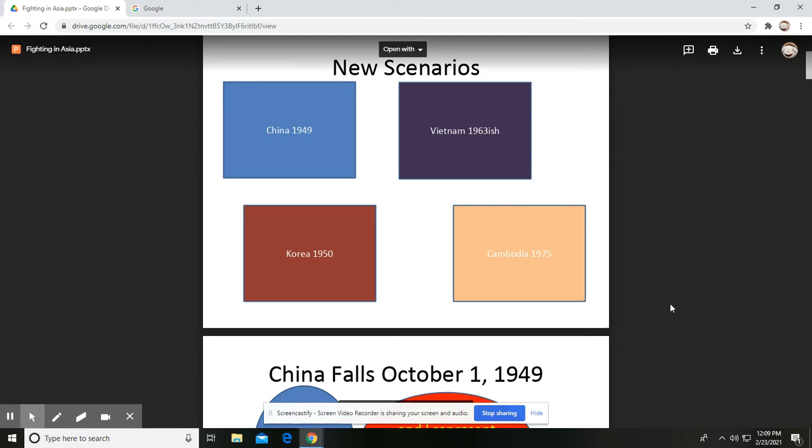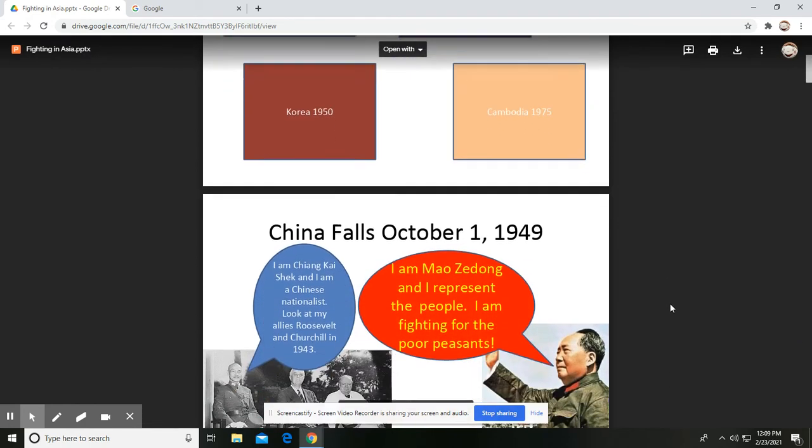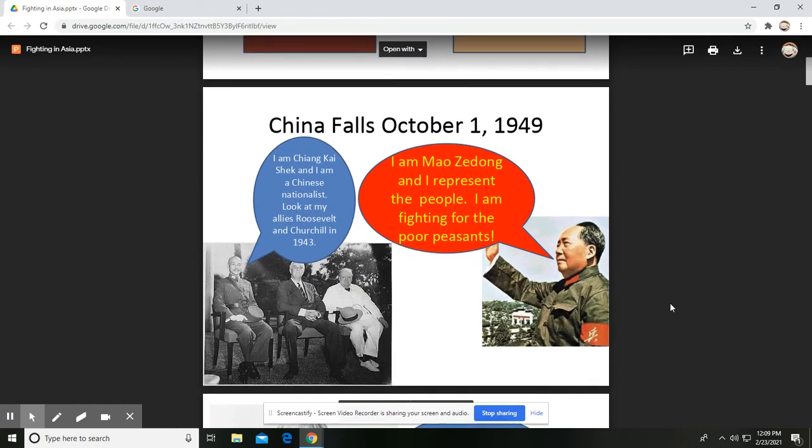So we're going to first begin with China, and the documentary that we watched kind of addressed some of these points. We know that there is unrest after World War II, and that there is a civil war that is breaking out between these 2 parties. So here we have Kai-shek, here we have Mao. So in this situation, we have to pick a side. Notice how the text bubble is in red, text bubble is in blue, and that is intentional.